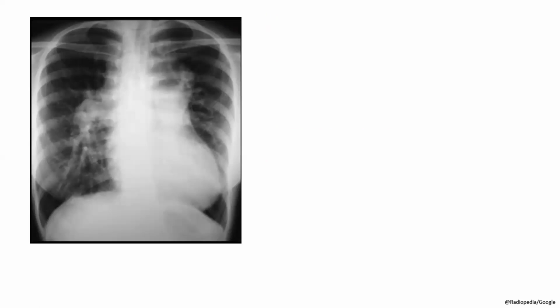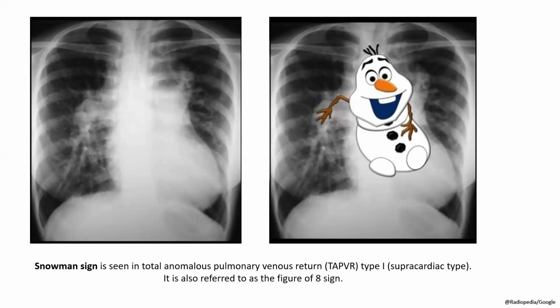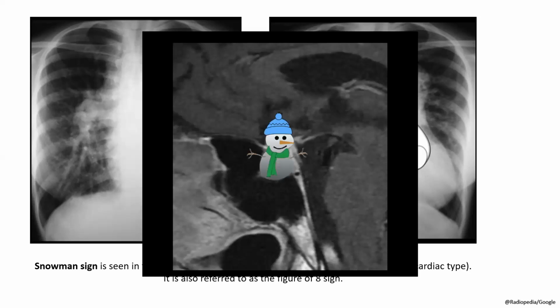Which sign is this? This is a chest radiograph, showing the snowman sign. It is a sign which is seen in total anomalous pulmonary venous return type 1, which is the supracardiac type, and it is also known as the figure of 8 sign. The snowman sign is also seen in pituitary macroadenoma. So this is the snowman or figure of 8 sign.